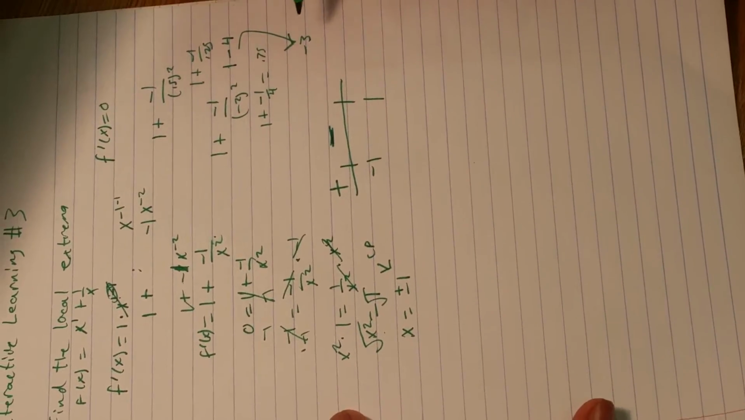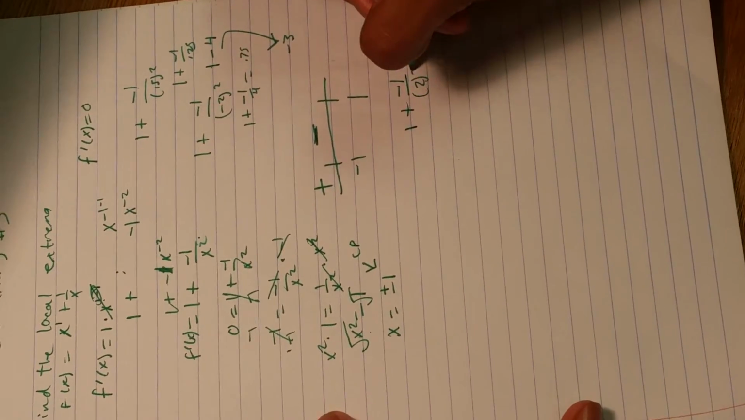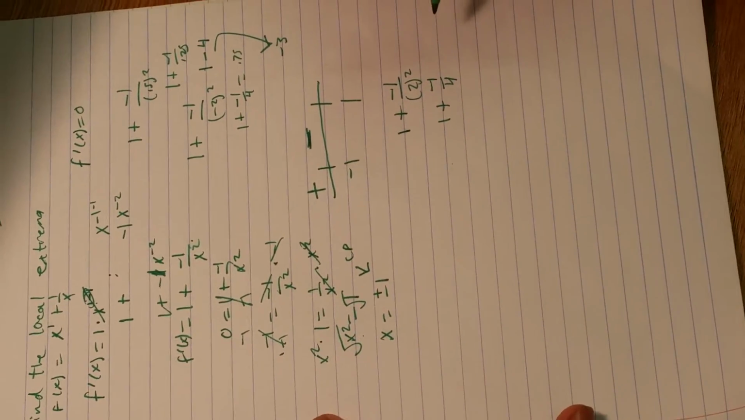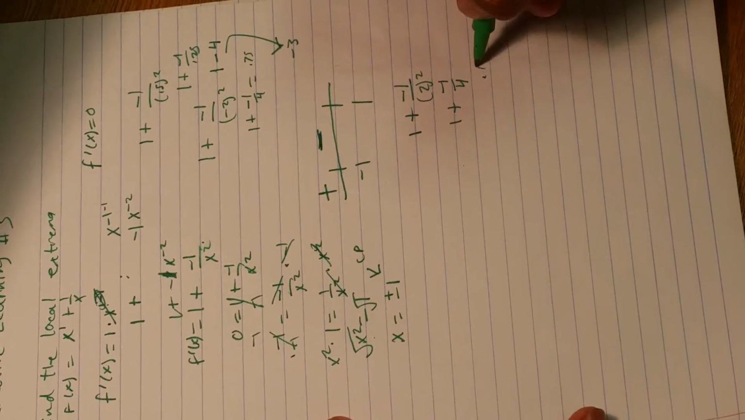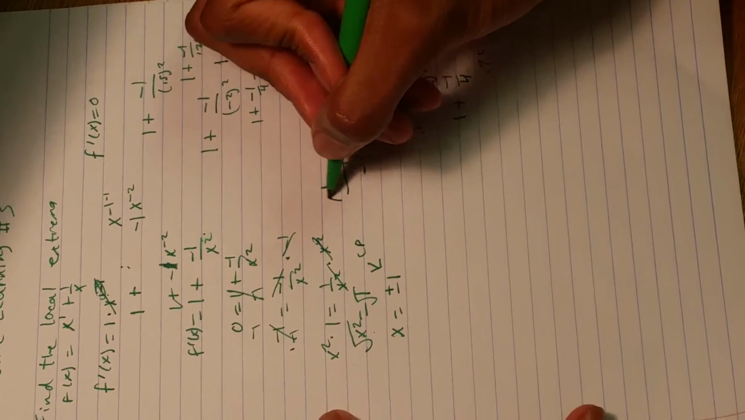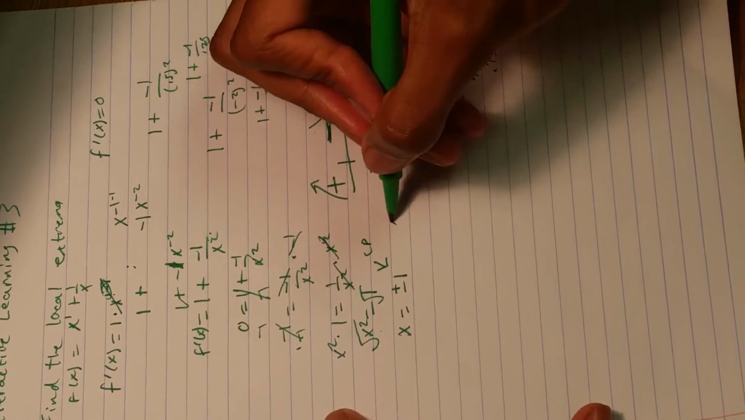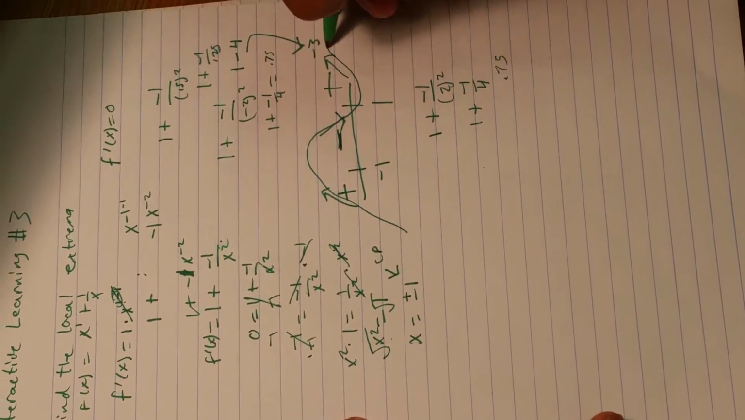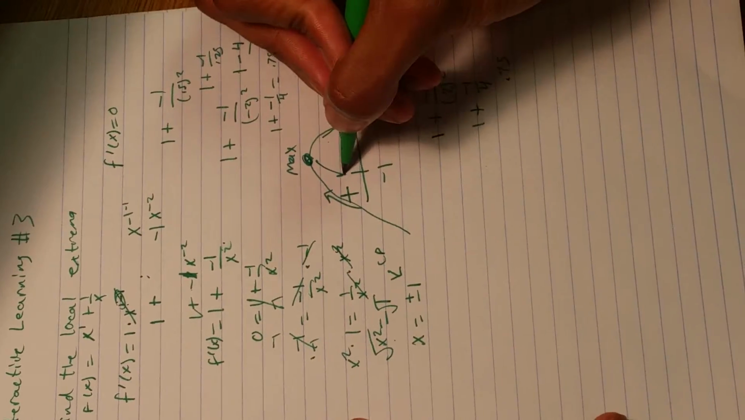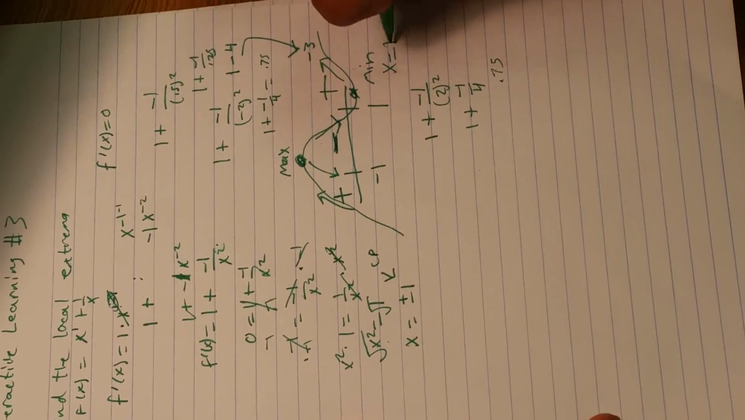Now we can plug in positive 2. And let's see, 1 plus negative 1 over 2 squared equals negative 1 over 4 plus 1. And we will get positive 0.75. Therefore, this is positive. So now that we know that this is positive, this is negative, and this is positive, we can see a general trend here that this will be a max at x equals negative 1, and this will be a min at x equals 1.